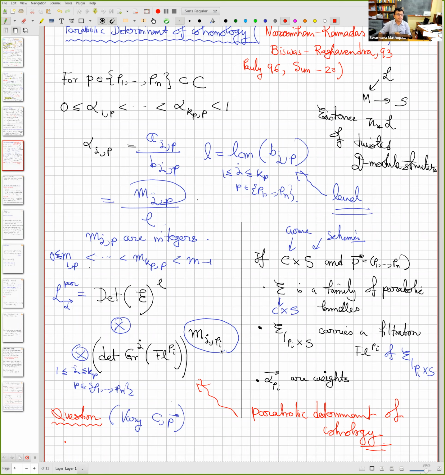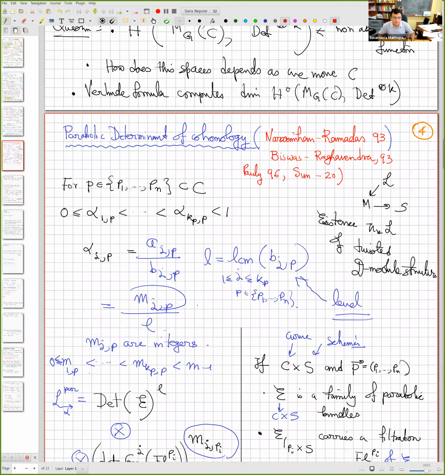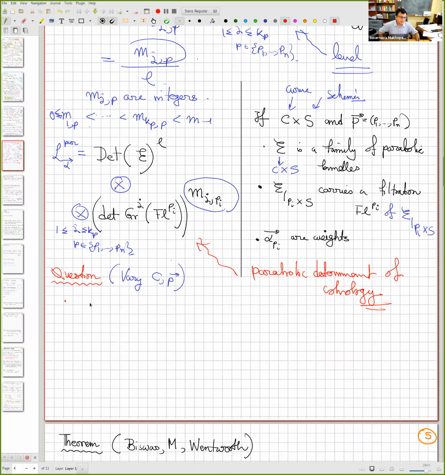Okay, so this is my role of the L. I have now defined L, I have now defined M and now defined S. So now I can study the space H^0 of M_alpha^r of C, and then the line bundle for L.